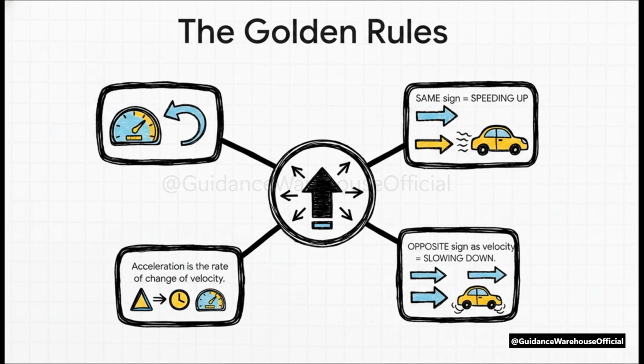And here's the golden rule, the most important part. If the signs for acceleration and velocity are the same, the object speeds up. If the signs are opposite, the object slows down. And that specific act of slowing down, that's what we call deceleration.